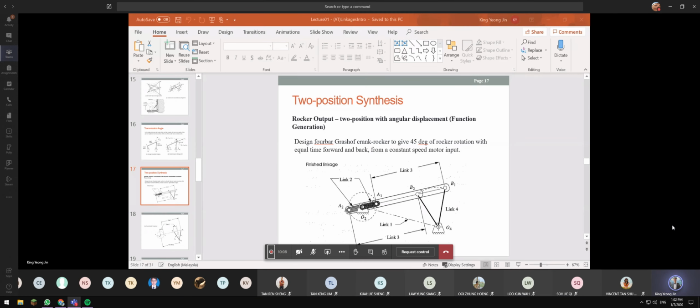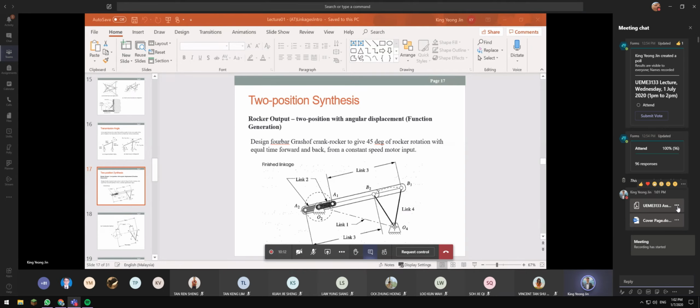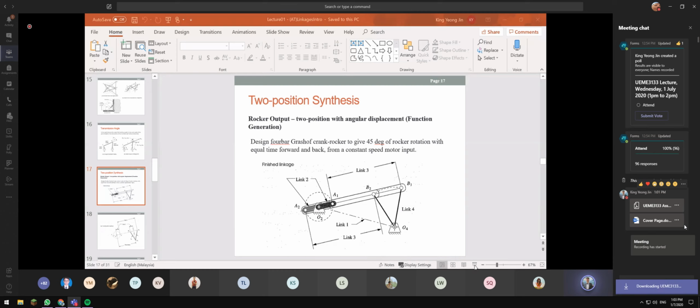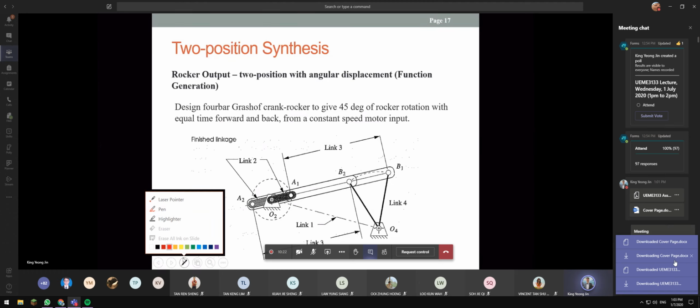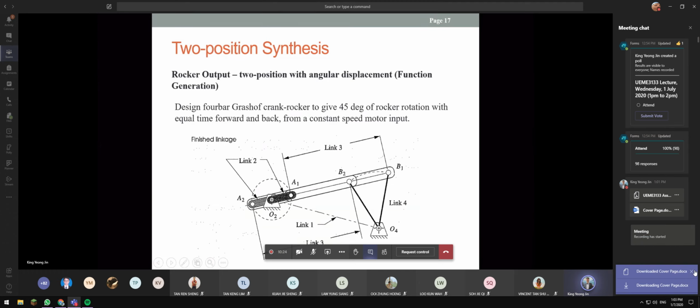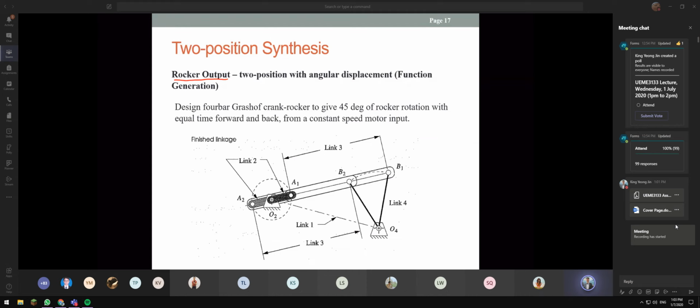The question being asked is, let us look at this. It's asking what is the difference between the rocker output and the coupler output.